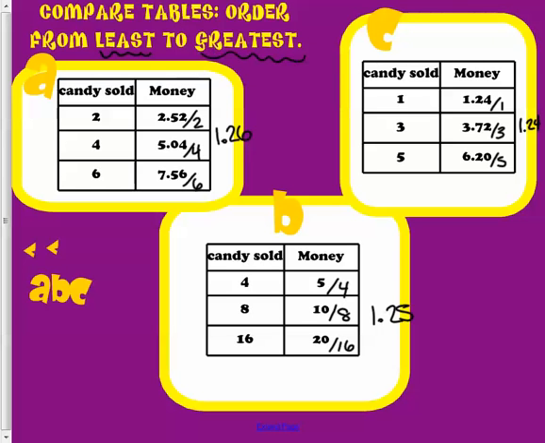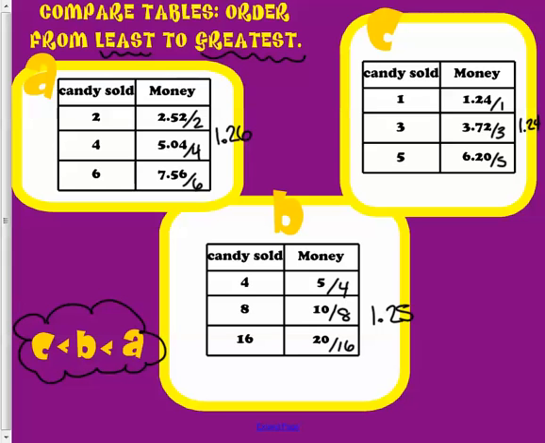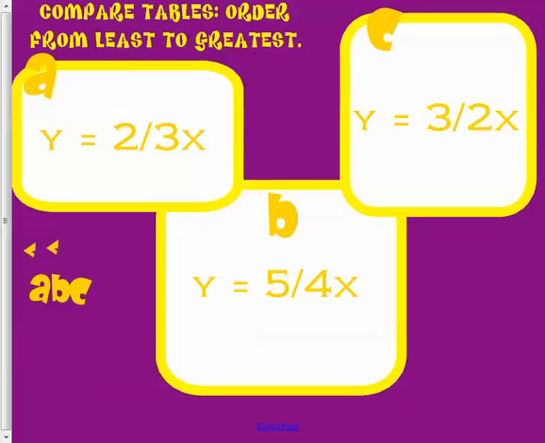Least to greatest. Which is my cheapest candy that I'm selling? The answer is C. So C is less than, and B is the next one, which is less than my greatest, which is A. So this right here should be my answer. Let's look at another one, and this time let's look at equations.